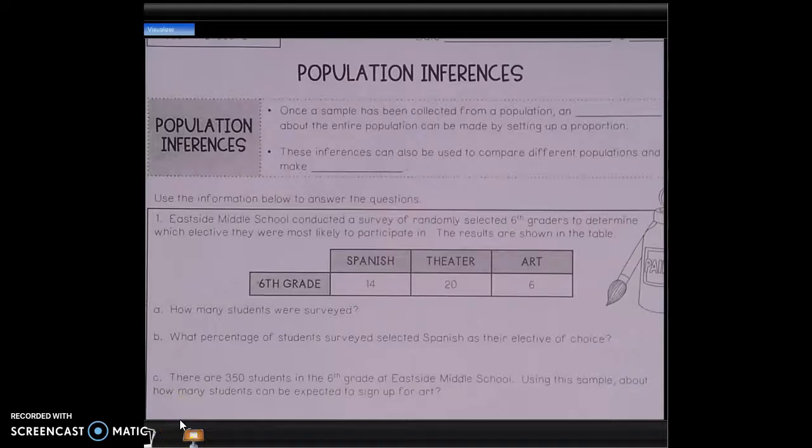Okay, guys, I'm finally getting your population inferences video notes made. This will be homework tonight, so let's go over this together really quickly.